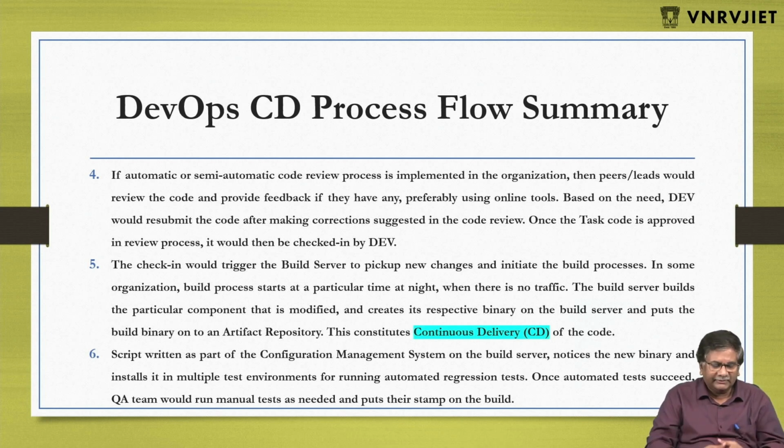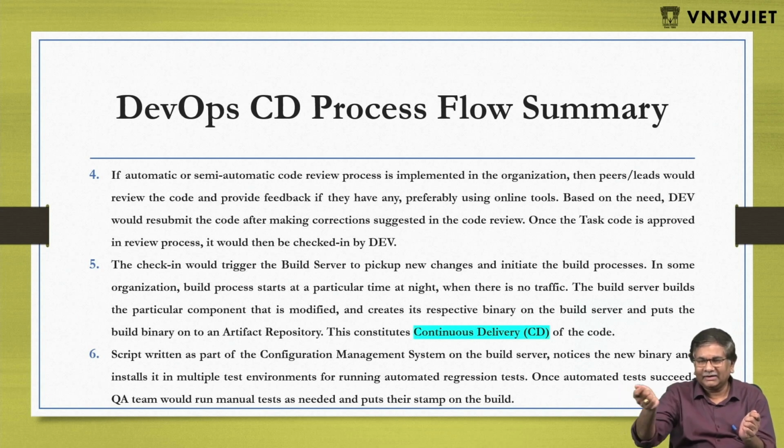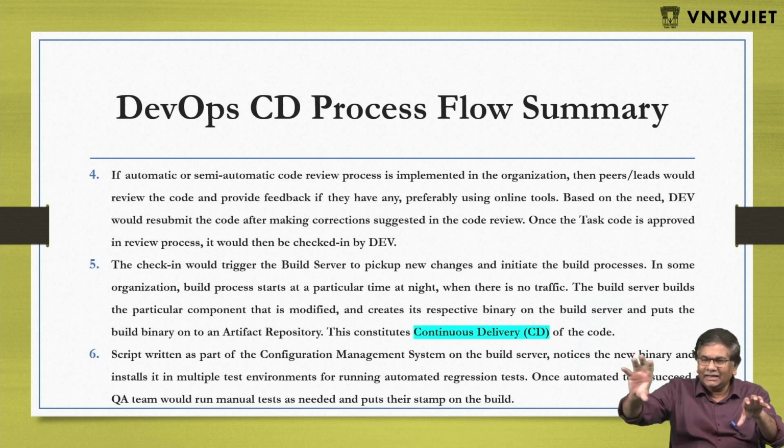Now the next step would be the check-in would trigger, as we discussed, as soon as the code is checked into the main branch, that would trigger the build server. So that means a hook is there between the repository server and the build server.